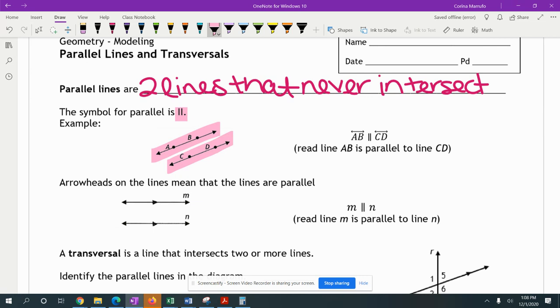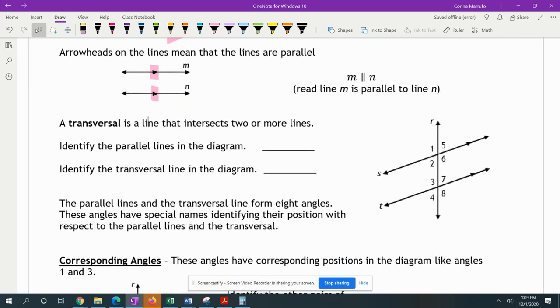When you're reading this as a sentence, it is read, line AB is parallel to line CD. Now, if you see these little arrowheads on the lines, that's the way that they tell you from the picture that those two lines are parallel. So you read, line M is parallel to line N. All right, so a transversal is a line that intersects two or more lines.